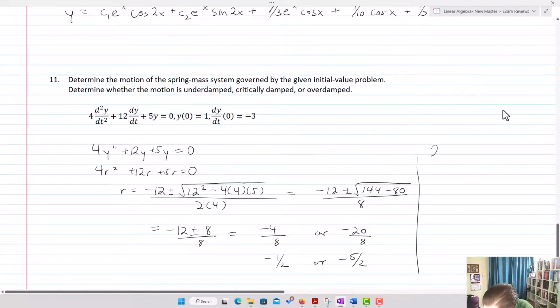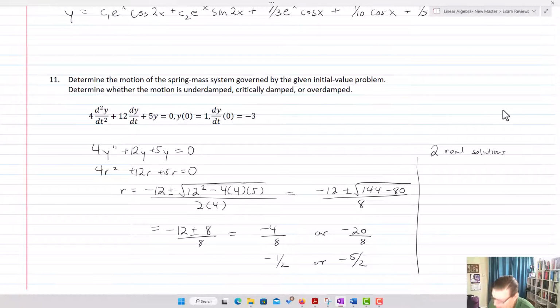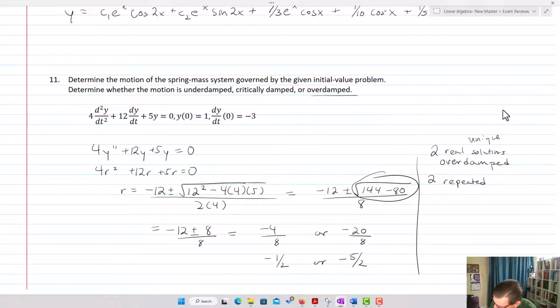Notice I've got two real solutions to the auxiliary polynomial. If I have two real, unique solutions to the auxiliary polynomial, that tells me that this system is overdamped. If, on the other hand, I had two repeated solutions, that is, if my discriminant right there was equal to 0, so two repeated solutions, I would have a system that's critically damped.